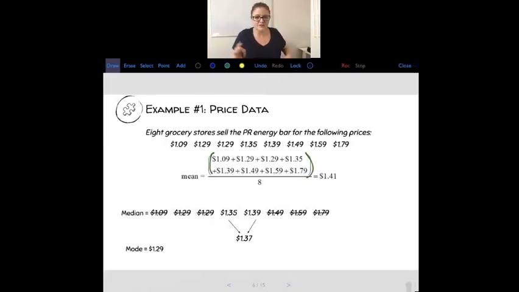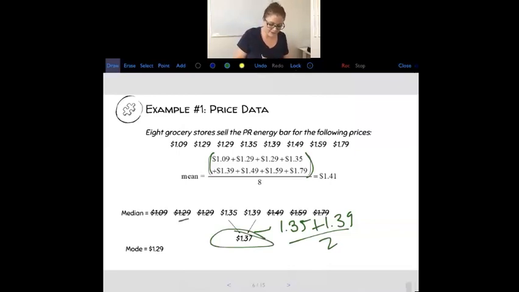For the median, you list your values out, and usually I take my fingers and go down. In this case, they're crossed out. There are 2 in the middle, so take the halfway point between these 2 middle values. The way to calculate this is 1.35 plus 1.39, divided by 2. And this value here, $1.37, is the median. And then the mode is the value that occurs most often.